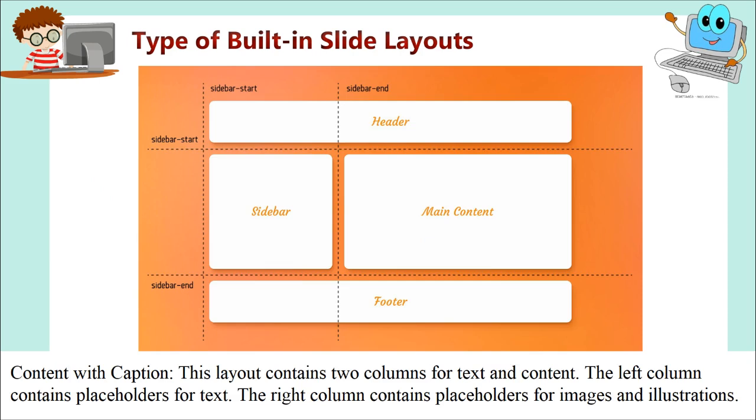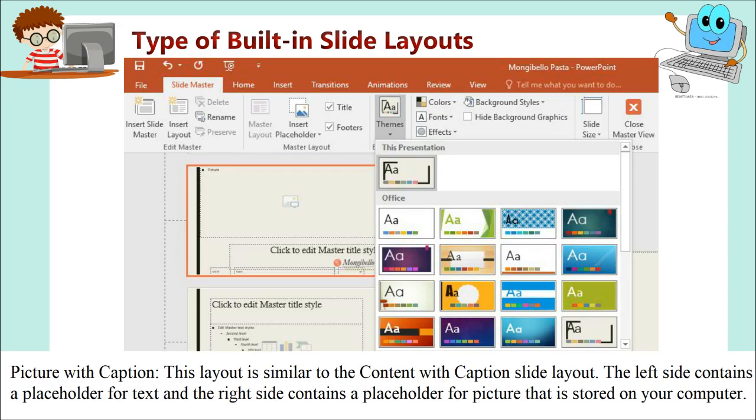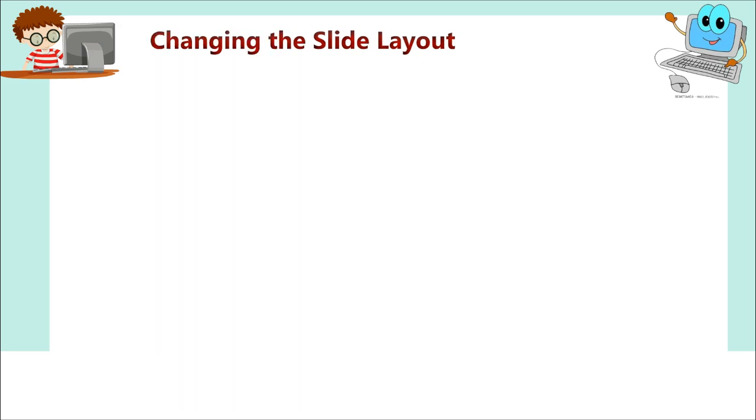Content with caption. This layout contains 2 columns for text and content. The left column contains placeholders for text. The right column contains placeholders for images and illustrations. Picture with caption. This layout is similar to the content with caption slide layout. The left side contains a placeholder for text and the right side contains a placeholder for a picture that is stored on your computer.